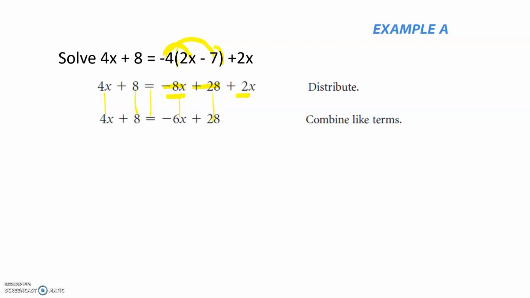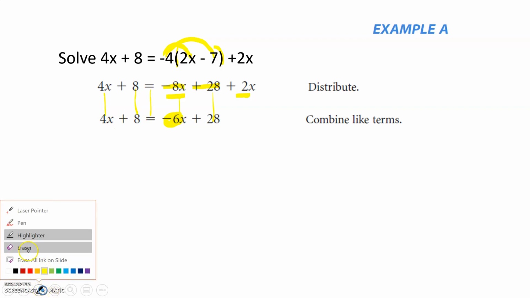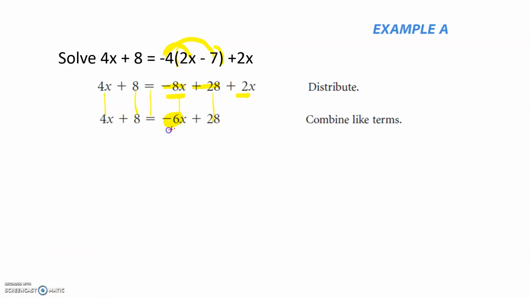The next thing I notice is that I have letters on both sides. So what I'm going to do is get this negative 6x out of here by adding 6x to that side. That means I have to add 6x onto the other side also. So that gives me a 10x, plus 8 comes down, the equal sign comes down, negative 6x plus 6x goes away, and I'm left with 28.